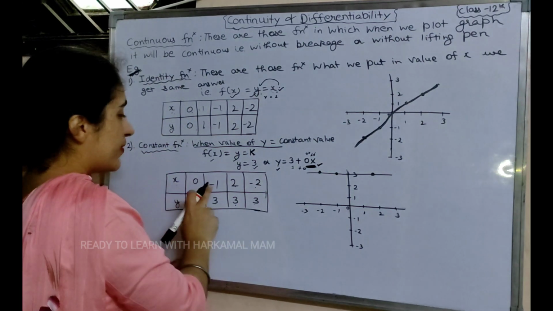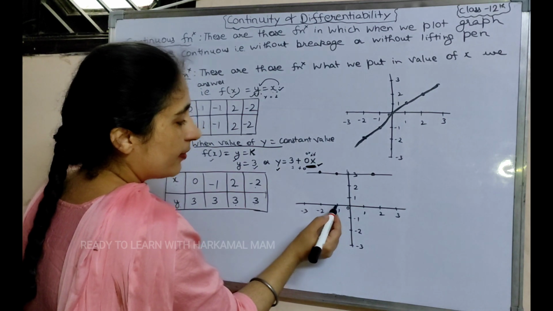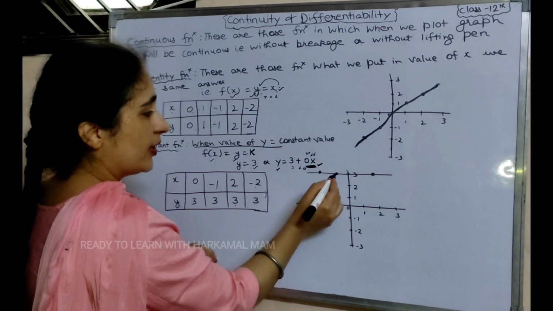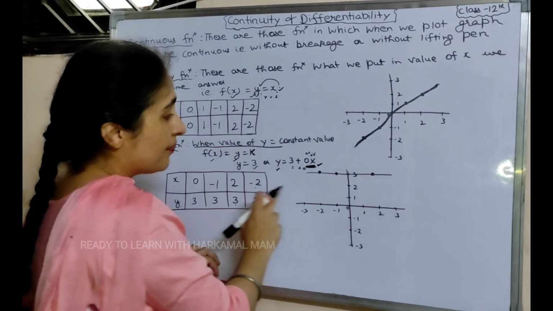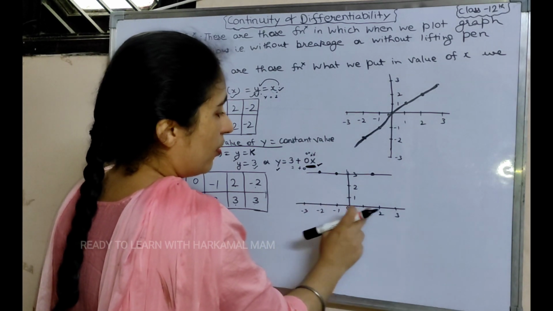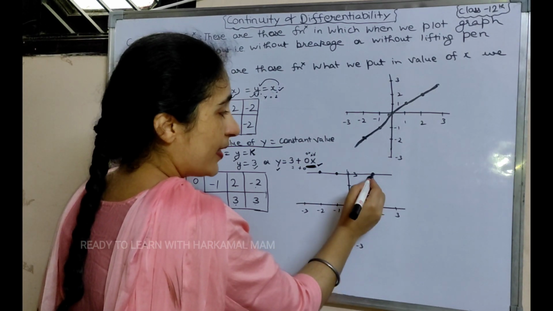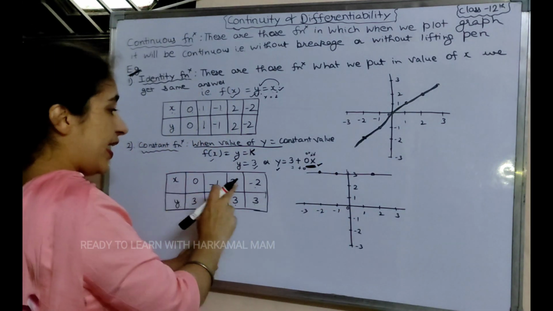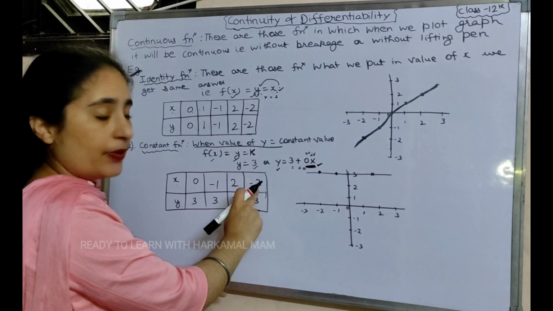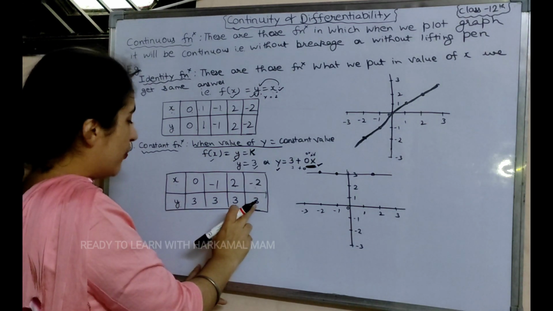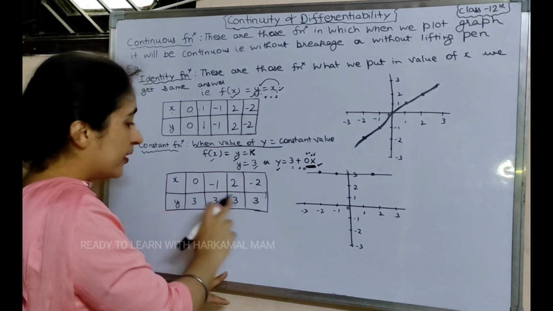When x is minus 1, y is 3. Here is the point. When x is 2, y is 3. When x is minus 2, any point, the value of y remains the same. y is equal to 3.